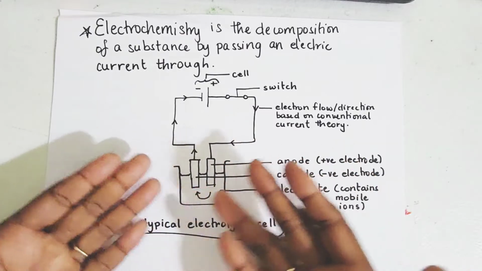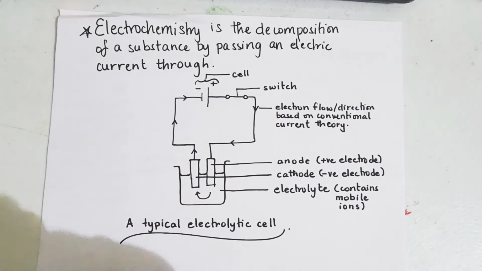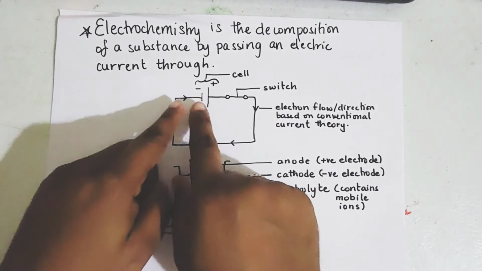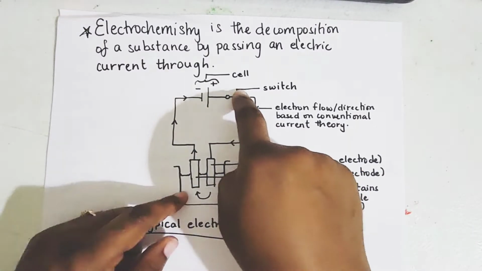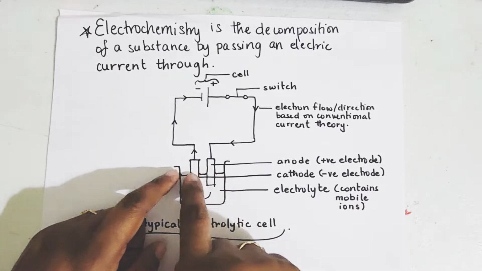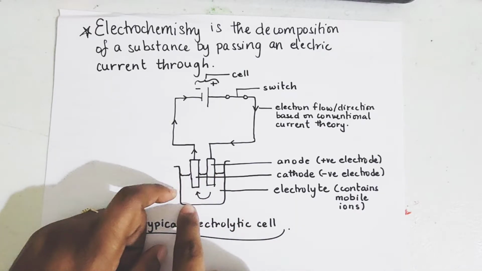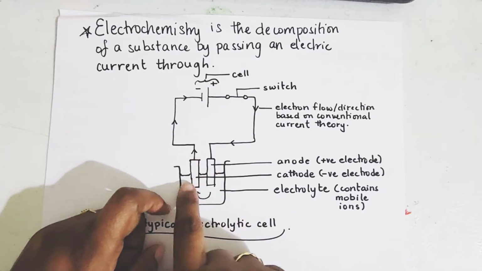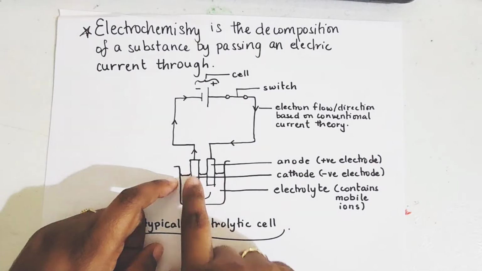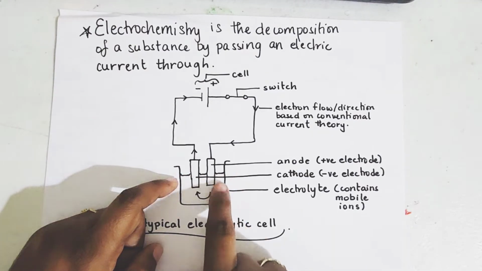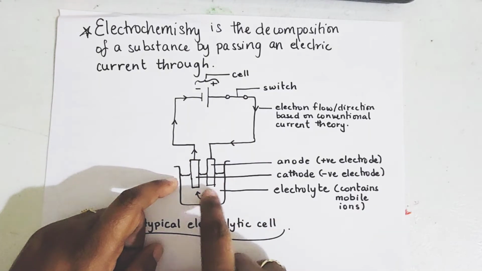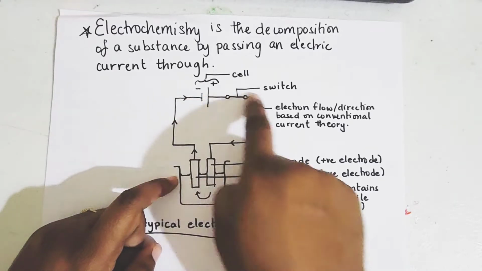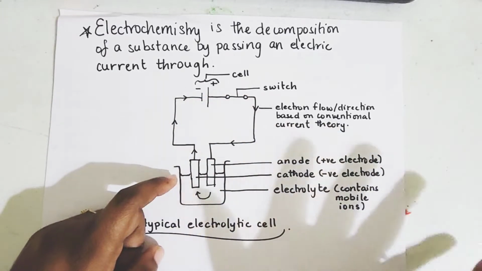This is a depiction of the setup. What we would have is a cell attached to some connecting wires. The circuit will be closed as the switch is there. And then we have two rods, usually made of graphite, and these rods will be stuck into an electrolyte. This electrolyte allows for the passing of electrons through it in the form of ions, and that completes the circuit.